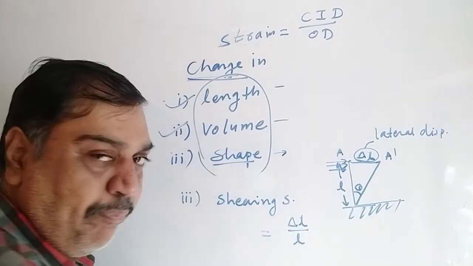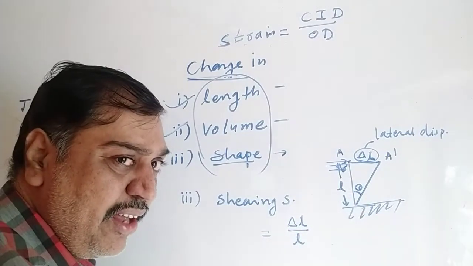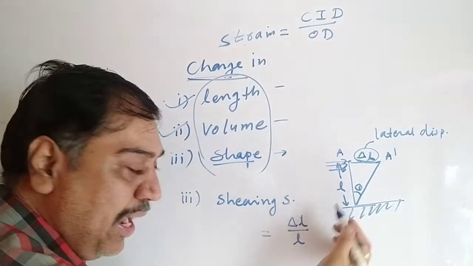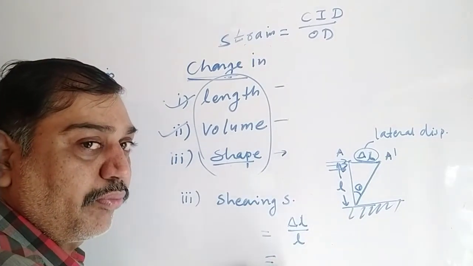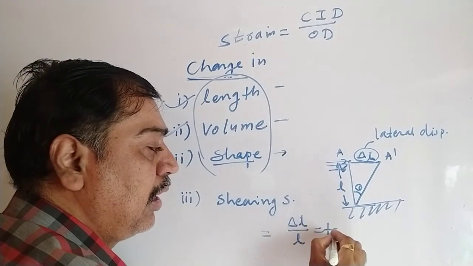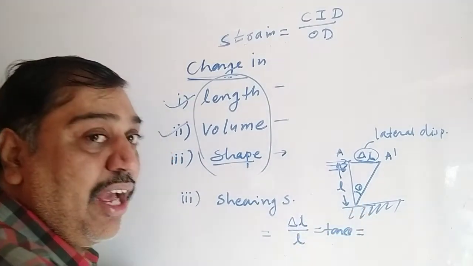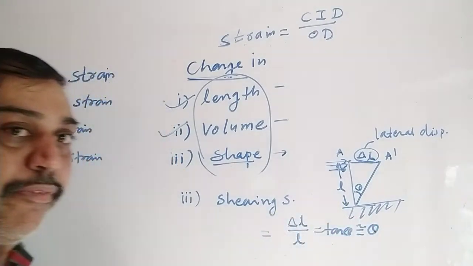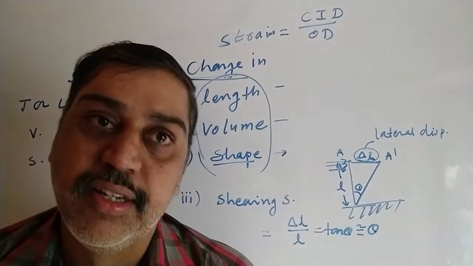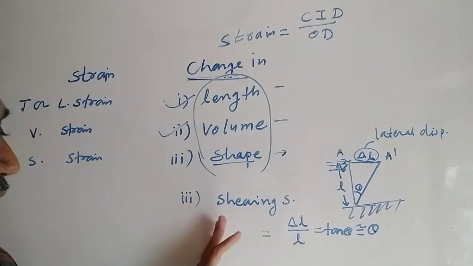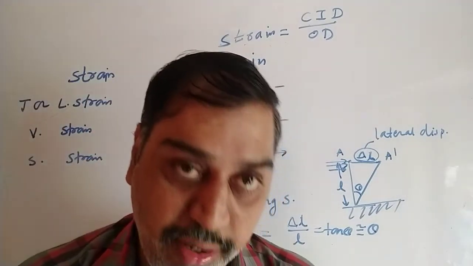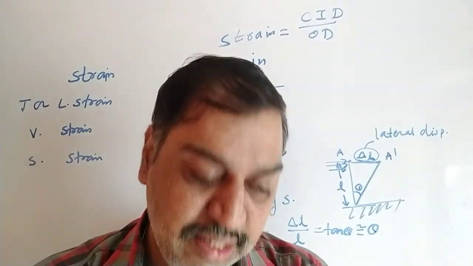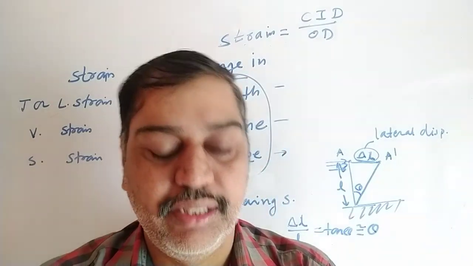If you look at this theta and find tan of theta, what is tan theta? Opposite side divided by adjacent side, delta L divided by L. So this must be equal to tan of theta. If this theta is very small, tan theta is approximately equal to theta. This part we have to use further. This is the shearing strain. In this fashion we have learned the three types of strains, their formulas, and how they work.